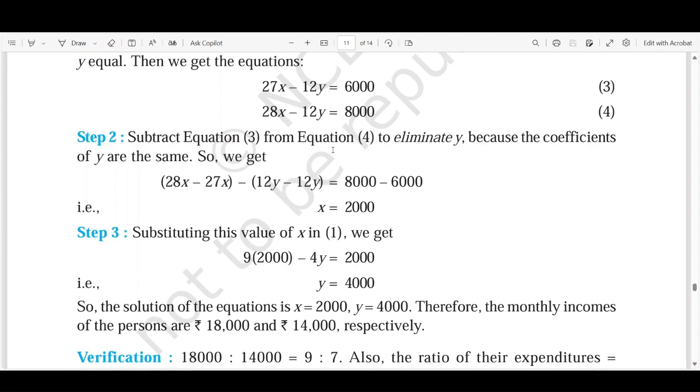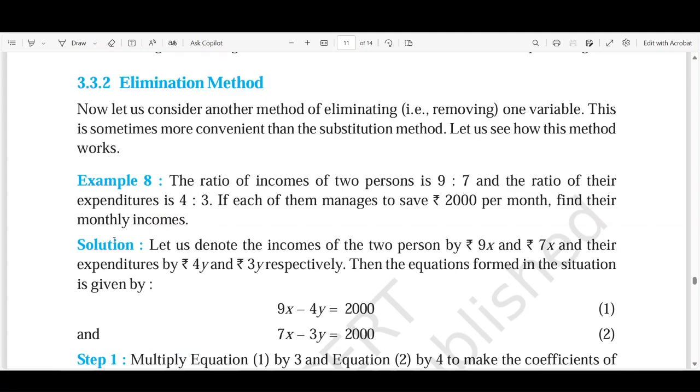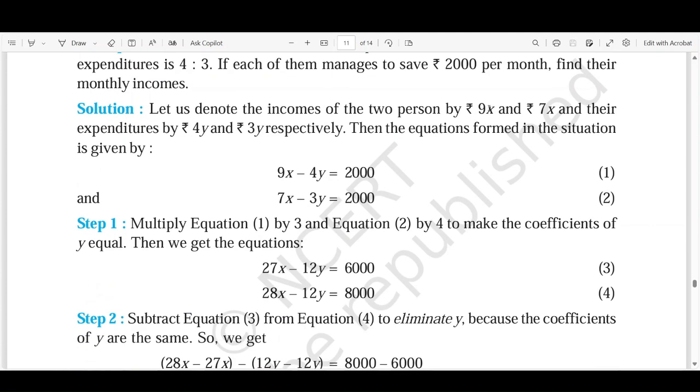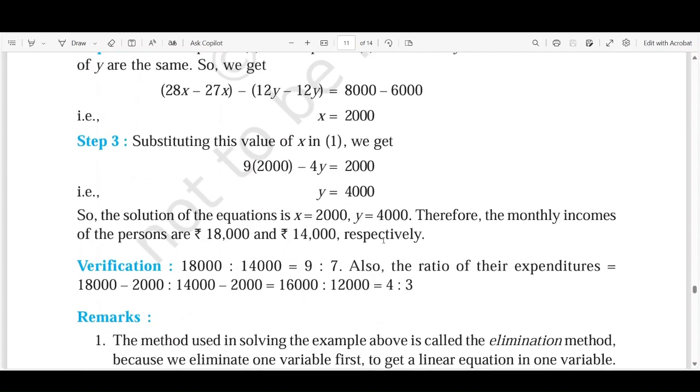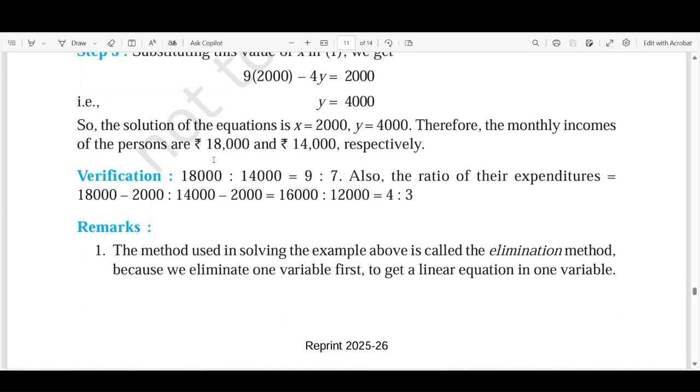So this elimination could be done by appropriately multiplying the equations by the constants. Clear? So this is known as the elimination method. Now we have determined the x and y values. We have to find the monthly income. So the monthly incomes of the two persons we have taken as 9x and 7x. So we have to multiply the x and y values, and we are resulted with the monthly incomes of the persons to be 18,000 and 14,000 respectively.